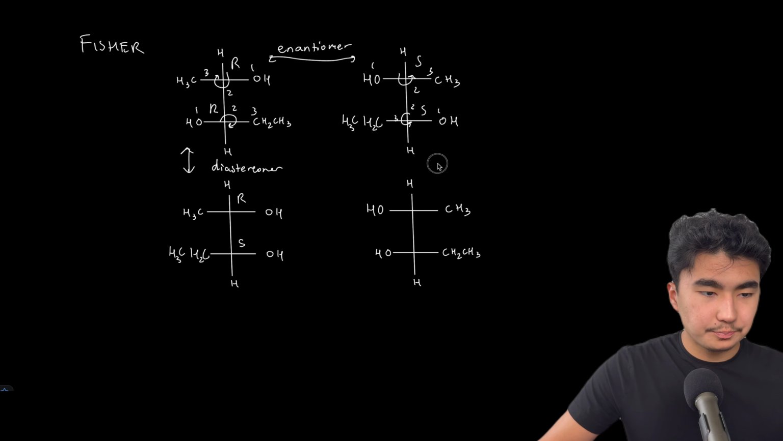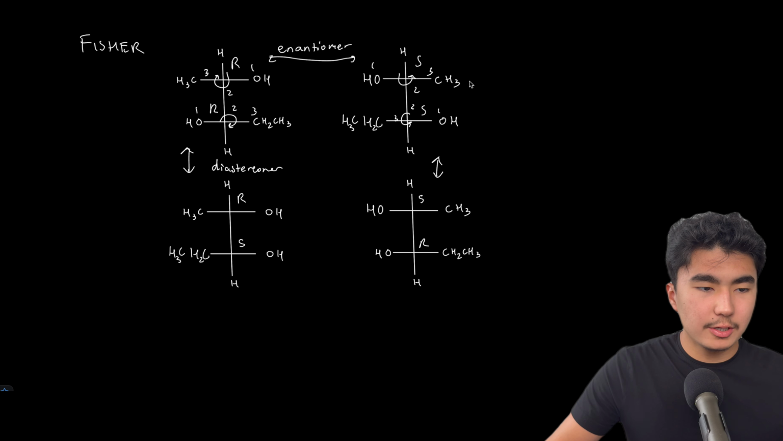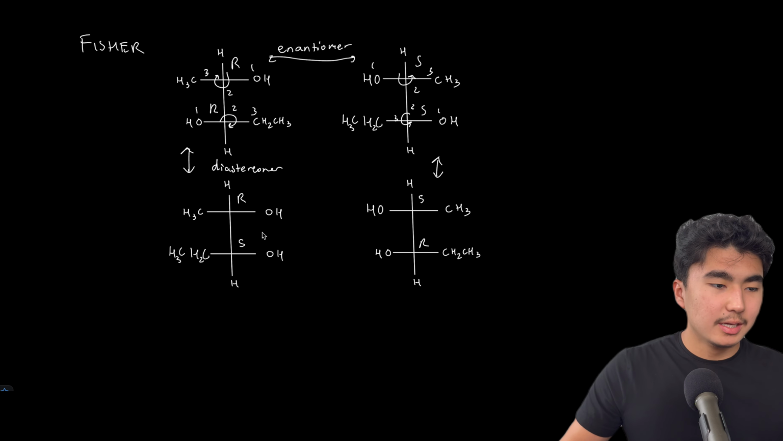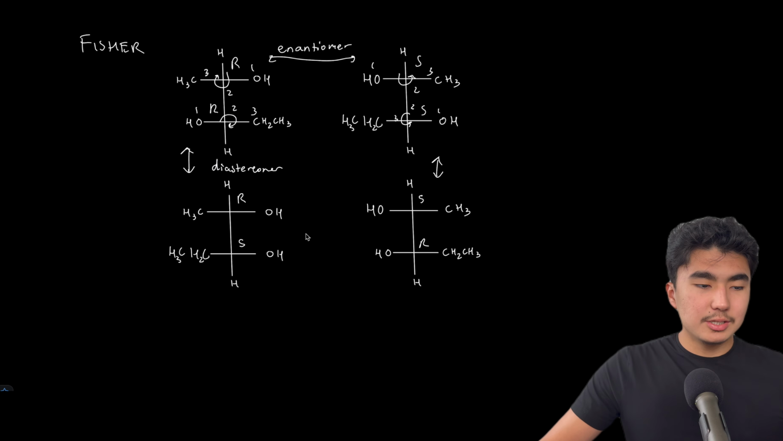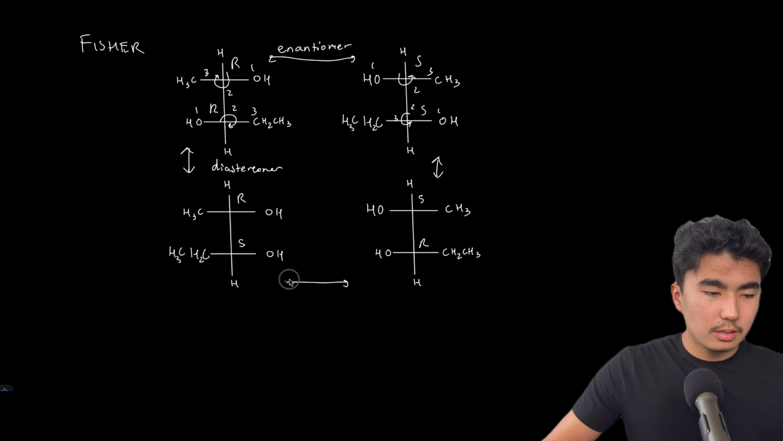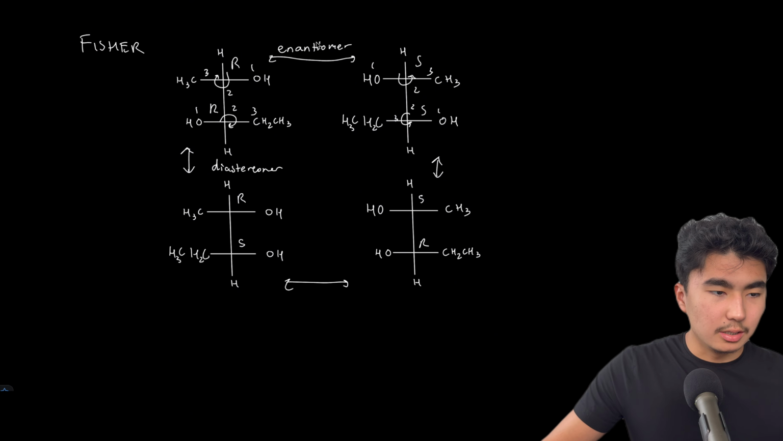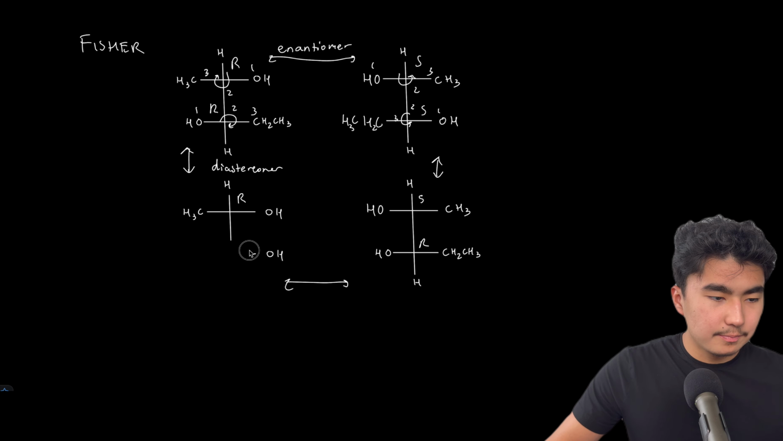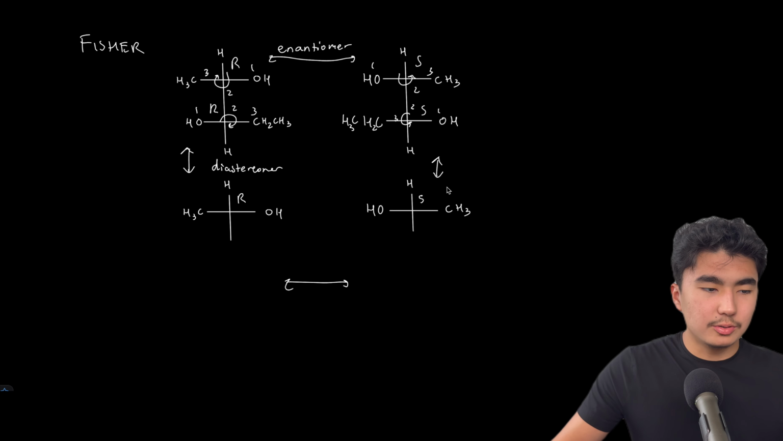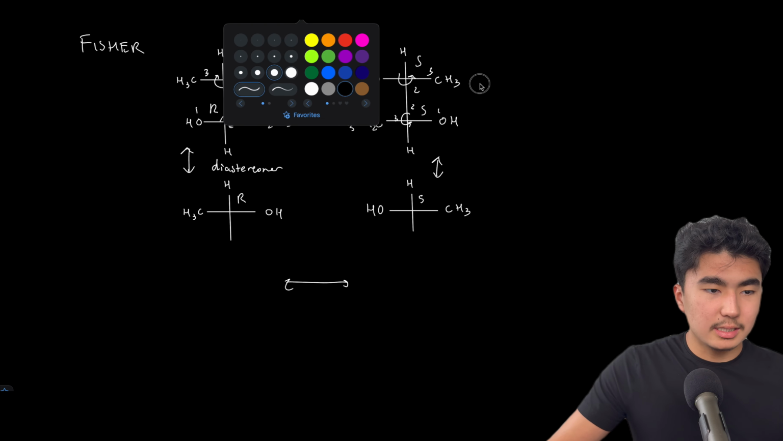So over here, same exact thing. We have an S configuration over here. We have an R configuration. That is a diastereomer. Now over here, as you can see, let me try to black this out to help you see this. If we were just looking at this molecule, let's just say the bottom was bonded to a CH2CH3.